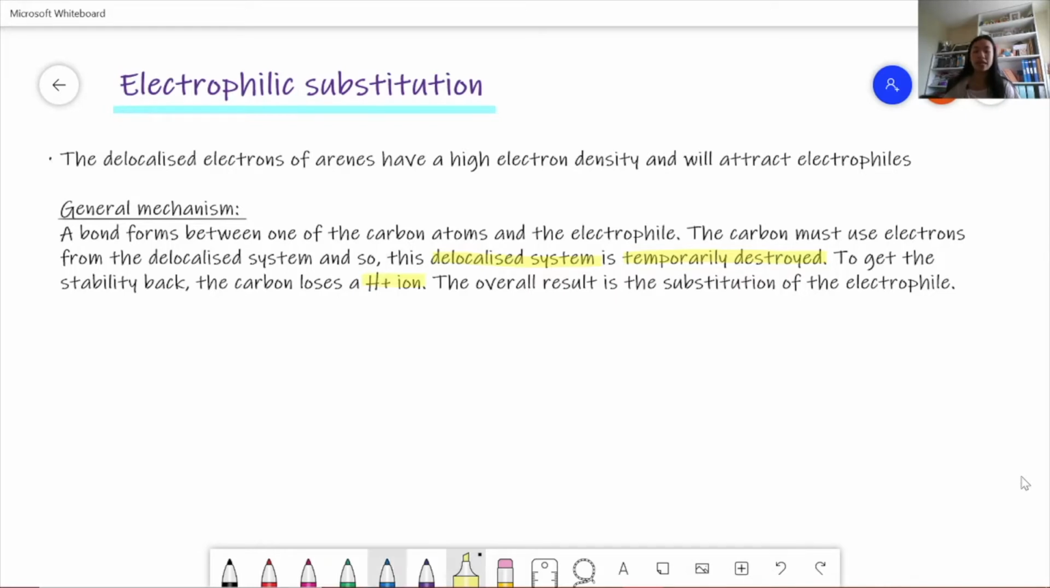So if we're going to look at a general mechanism of this, for example, I'm going to use benzene. So this is the structure of benzene, and then I'm going to add an electrophile. So electrophiles will normally be positively charged because they've got that vacancy for a pair of electrons. And then what happens is that because we've got a high electron density in the middle of this benzene due to the delocalization of electrons, they are attracted to this electrophile. And so a bond forms between one of the carbons of benzene and the electrophile.